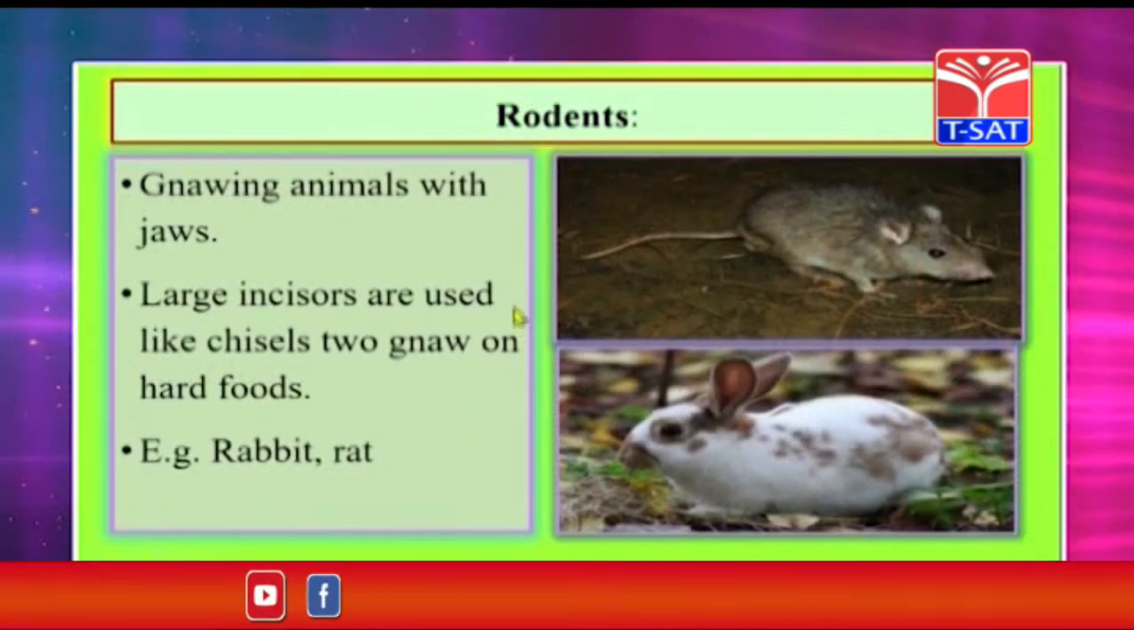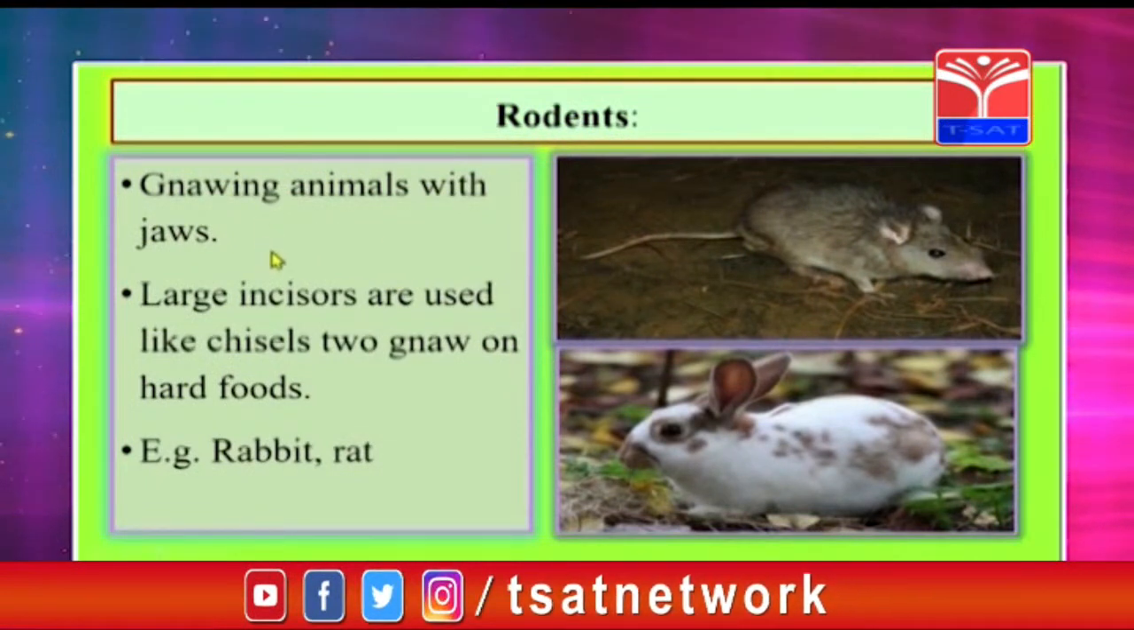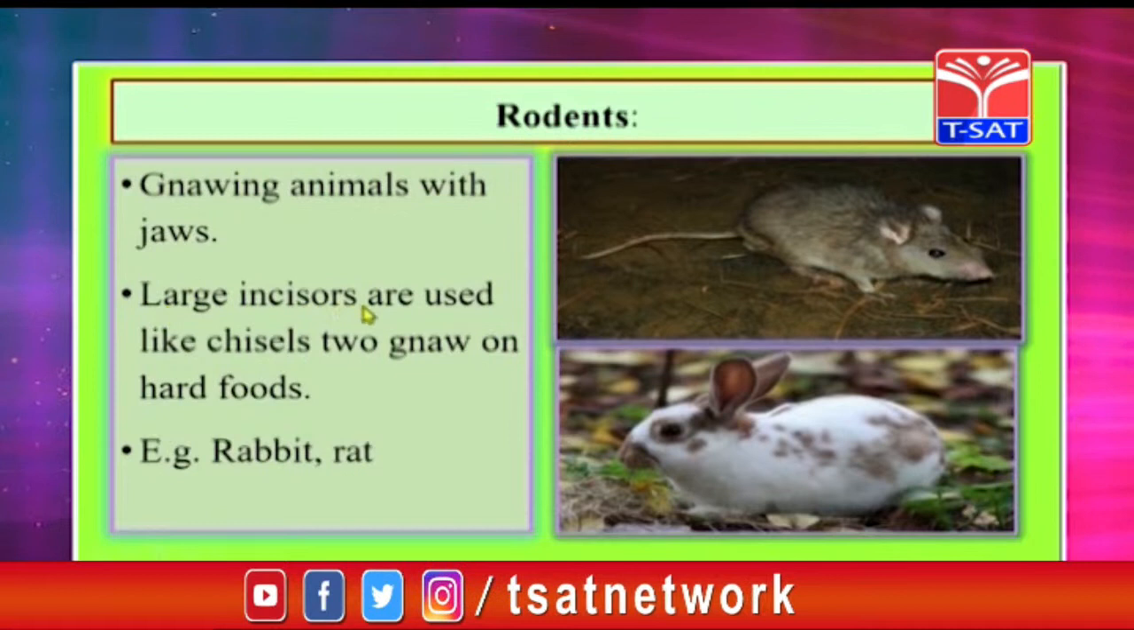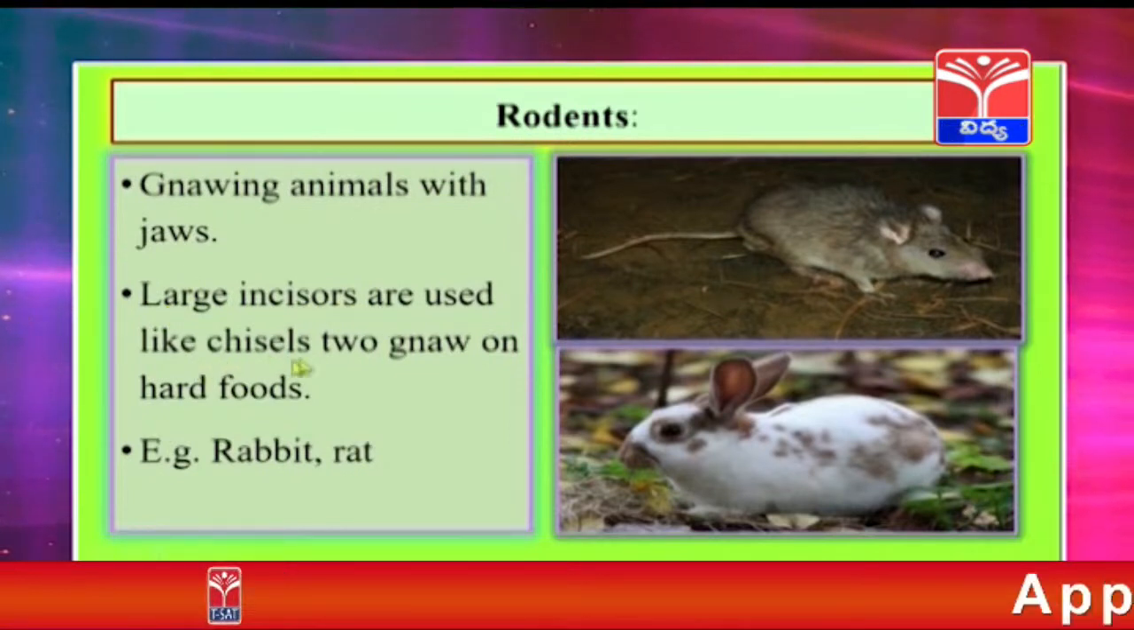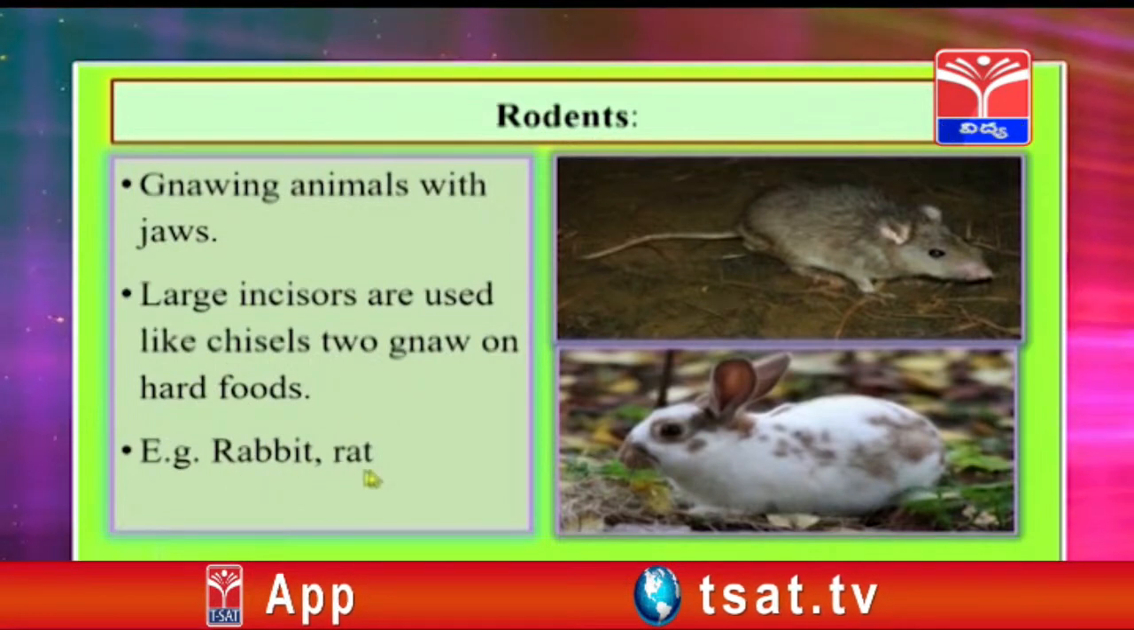Rodents. Rodents are the gnawing animals with jaws. Large incisors are used like a chisel to gnaw hard foods. Example, rabbit and rat.